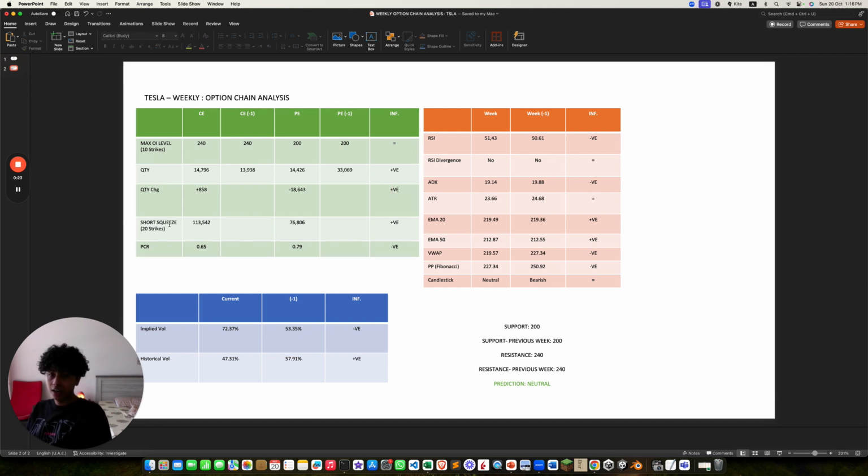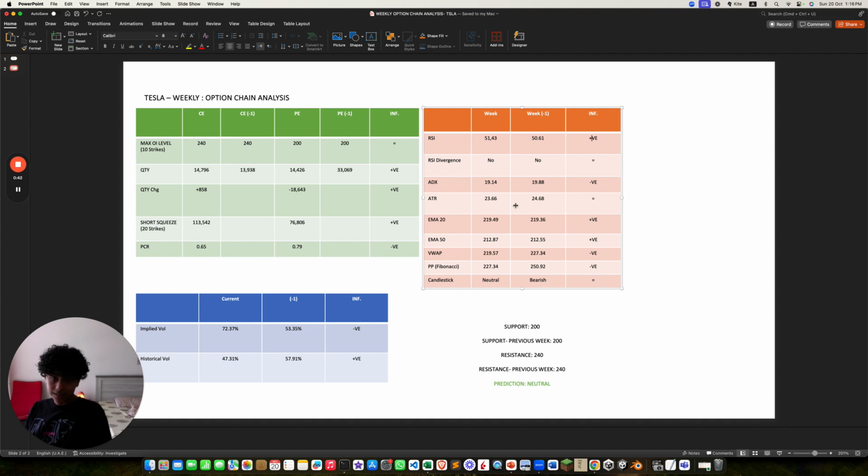The short squeeze is higher for CE, that's positive, and the PCR is still below 1, even lower, that's negative. Implied volatility is higher, but historical volatility is lower, that's a negative and a positive respectively. RSI is higher, that's positive. And there's no divergence, that's neutral.